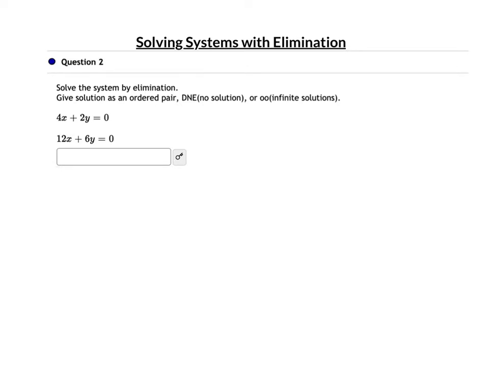Question 2, another example. Now I want to make a pair of opposites. I could do the x's, in which case this one's 12. I would make the top one negative 12. I'd multiply by negative 3.